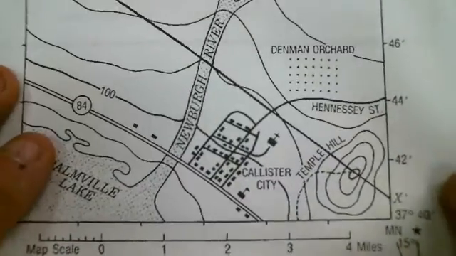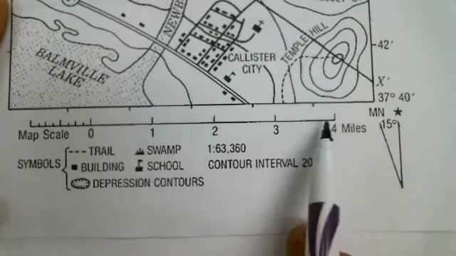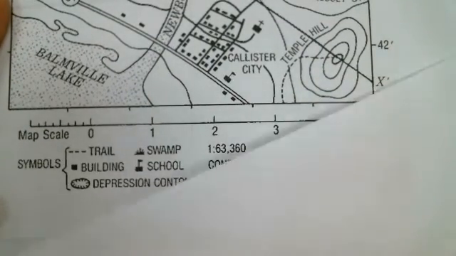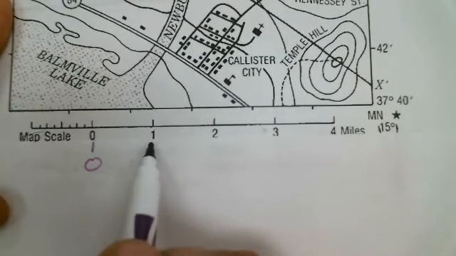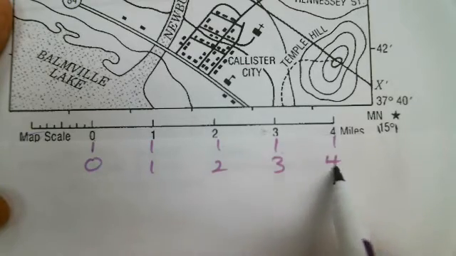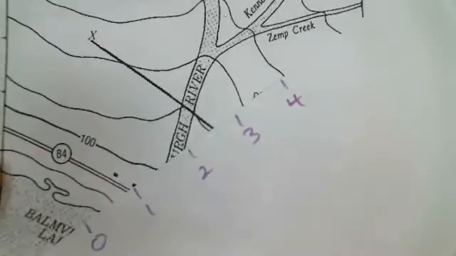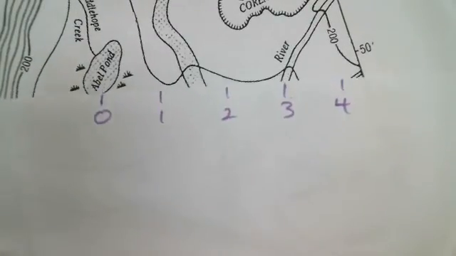So here is a topographic map that we've had before, and here is the scale. Remember, this is the kind of thing where we copy it over onto a scratch paper, and then we can use that on the map to figure out how far different things are from each other.